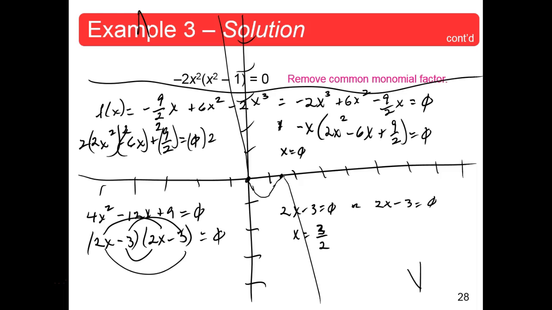What test points would you think would be beneficial? -1. So x equals -1. Any others? 2 and 1. Yes, let's do those 3 test points in the original equation.